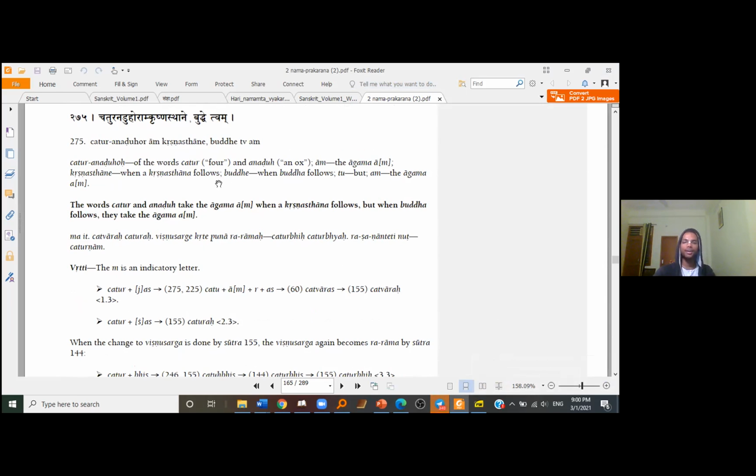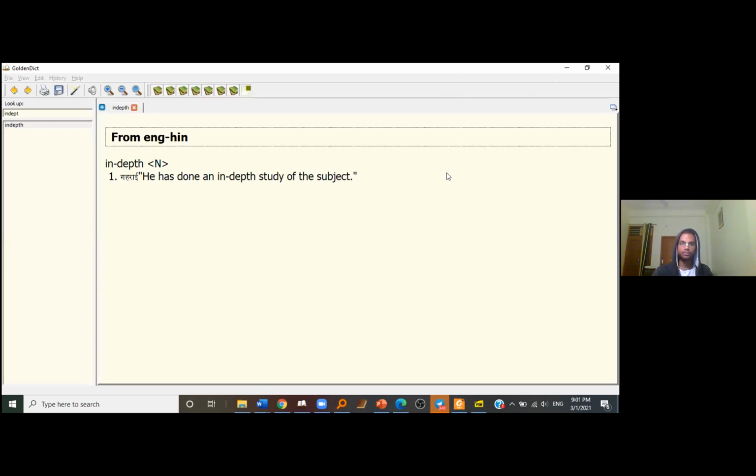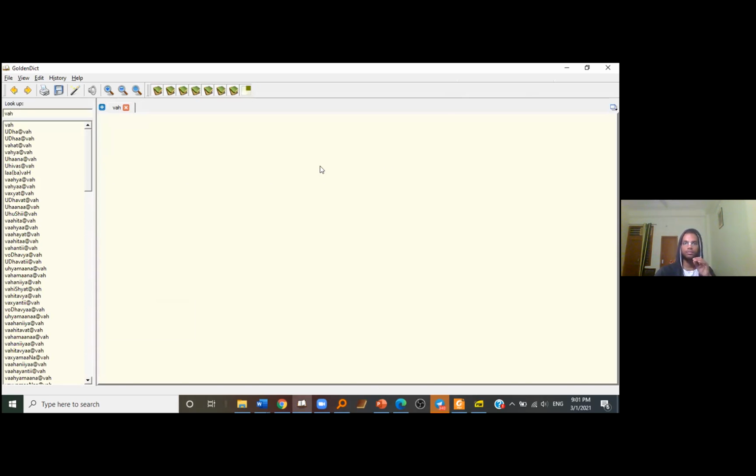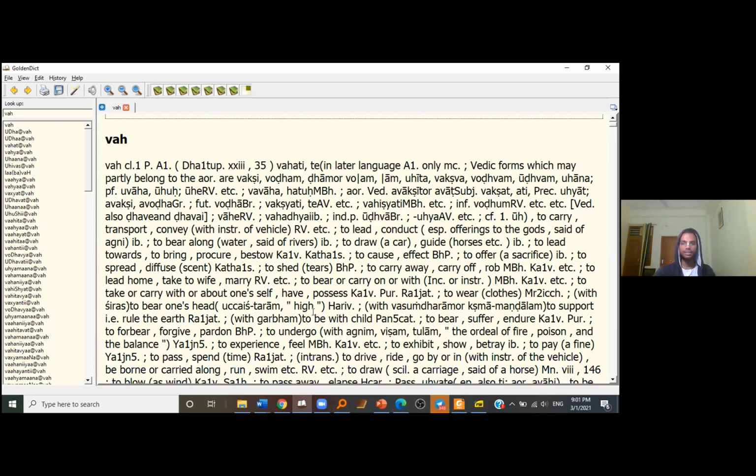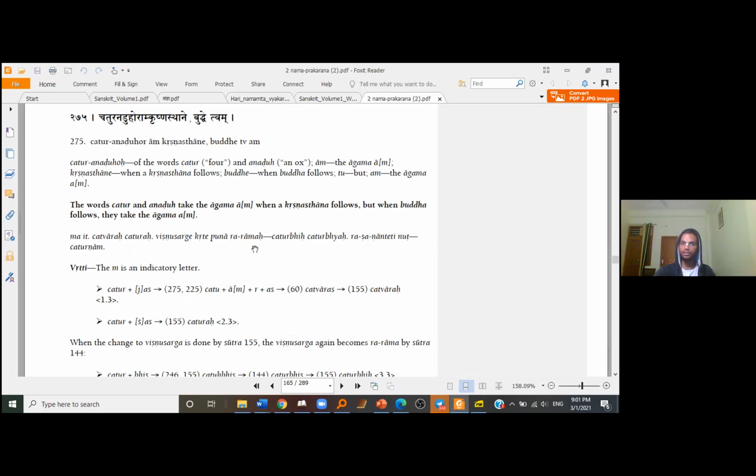Okay, the words chatur and anaduha. Anaduha means an ox. Actually, the formation of the word anaduha is also amazing. We'll discuss this afterwards. There is one dhatu, vaha, which means to carry something. Even the word vivaha is made up of that root, vaha. And vaha means to carry, possess, to bear, even to suffer. So even an ox is a bearer in one sense. Anyhow, that's a different thing.